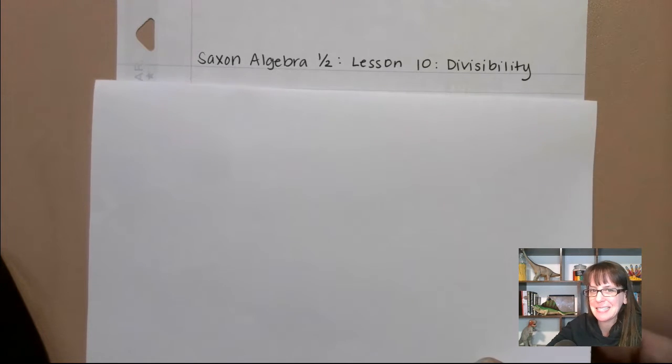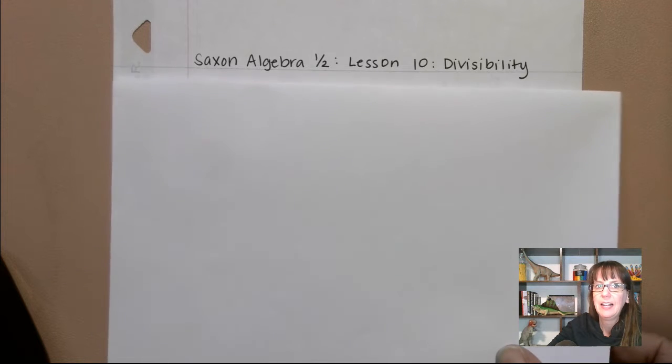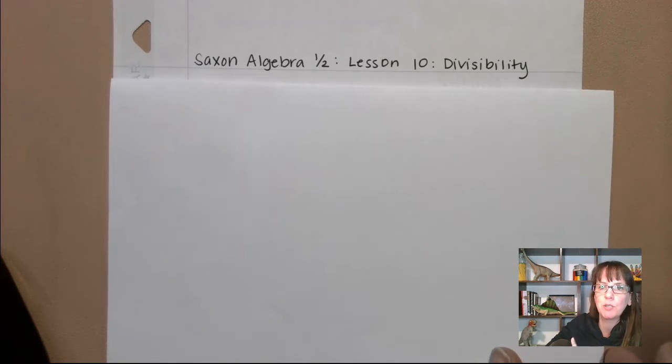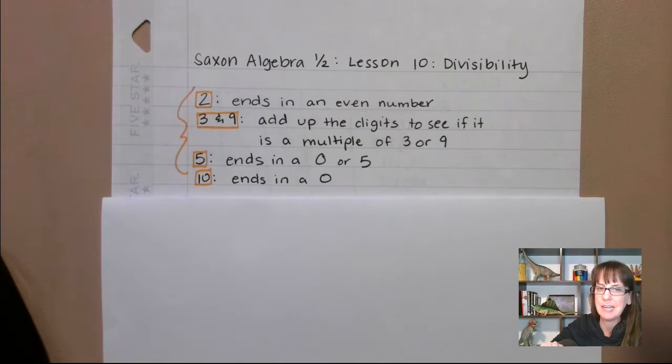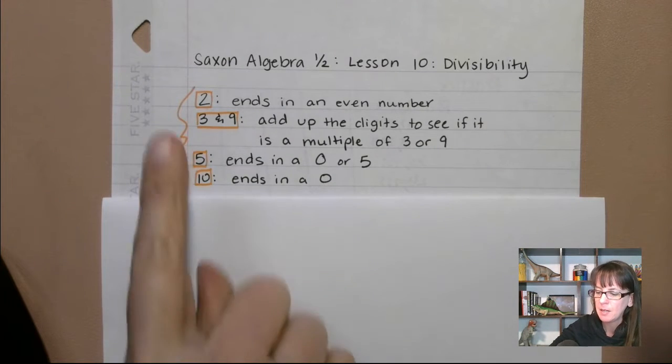It's lesson 10 in the Saxon 3rd edition, Algebra 1/2. Grab your notebook because I absolutely want you to take notes for this. All right, in your notebook, you're going to pause the video, write these things down, and then I'm going to go through and explain each one of them.